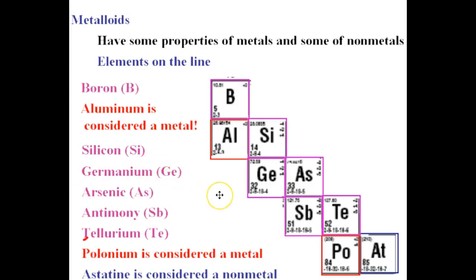The last category is metalloids. There's nothing specific to know about metalloids except that they have some properties of metals and some properties of nonmetals. You'll remember from the lab we looked at some silicon. Silicon has luster, but it's brittle. It's a good conductor of electricity, but it's a poor conductor of heat. So it's a good example of a metalloid.